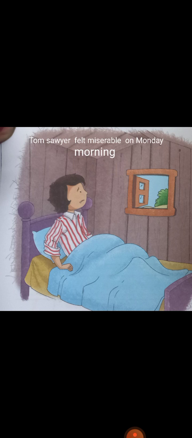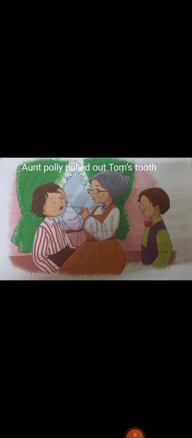At this stage, Tom showed some foolishness and told Aunt that his front tooth is aching. Aunt Polly decided to pull out Tom's tooth. She used a chunk of fire and silk thread as tools to pull out Tom's tooth. She tied the silk thread with the bedpost and then thrust the chunk of fire in the boy's face. The tooth hung dangling by the bedpost.